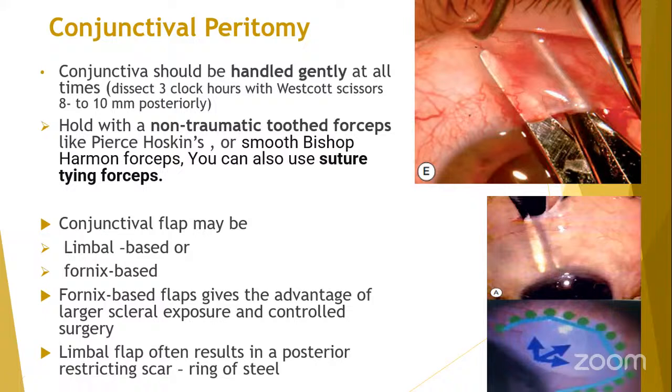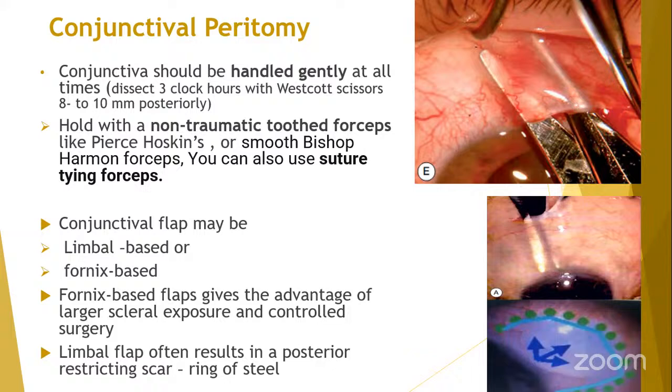One very important thing about conjunctiva is that it is the seat of your bleb. So you have to be very gentle with the conjunctiva. You want to use a non-traumatic toothed forceps, such as the P.S. Hoskins or the Smooth Bishop Hammonds, or you can use your suture tying forceps, the non-tooth, or you can use your plain forceps, something that will not tear the conjunctiva and give you a buttonhole.